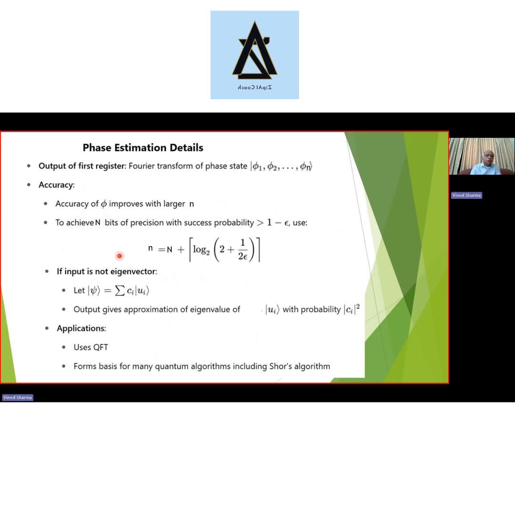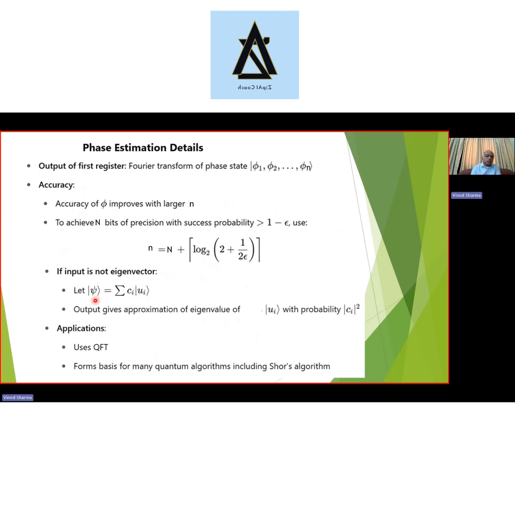If instead of inputting an eigenvector to this circuit, you input any arbitrary state, then what happens? You can represent the state as a linear combination of c_i and u_i, where u_i are the eigenvectors corresponding to U. And since U is a unitary operator, its eigenvectors can form an orthonormal basis in the space, and therefore any state can be represented as a linear combination of them.